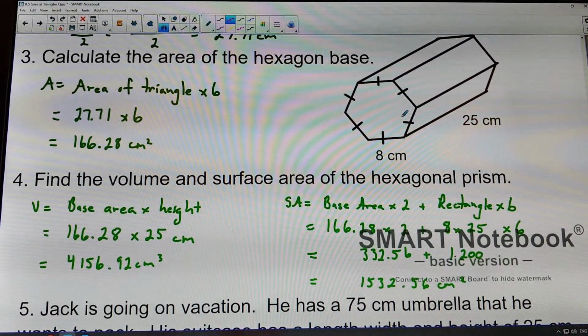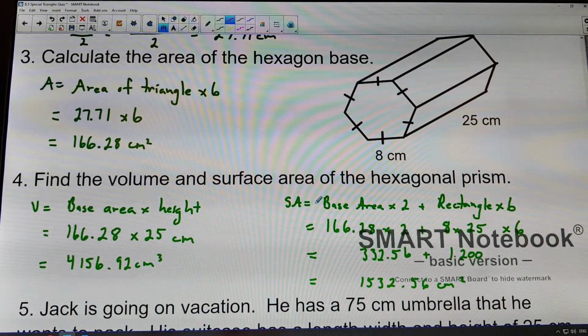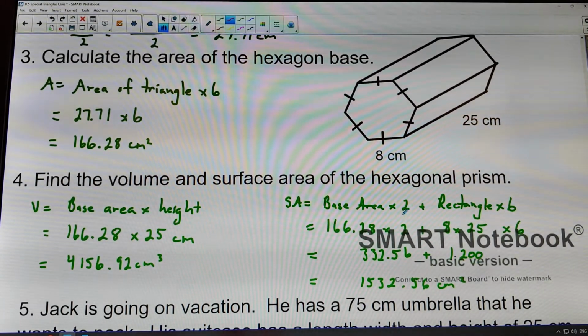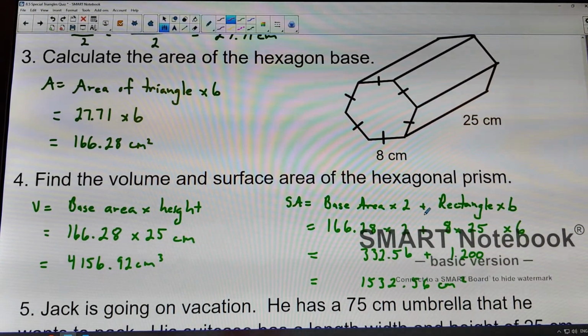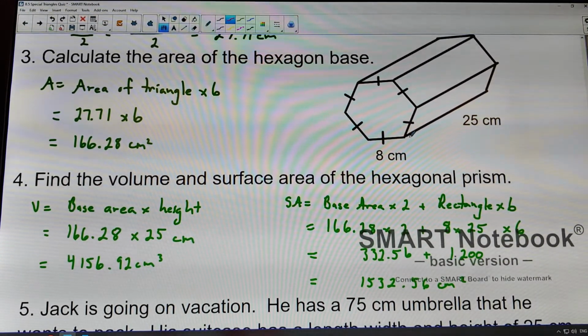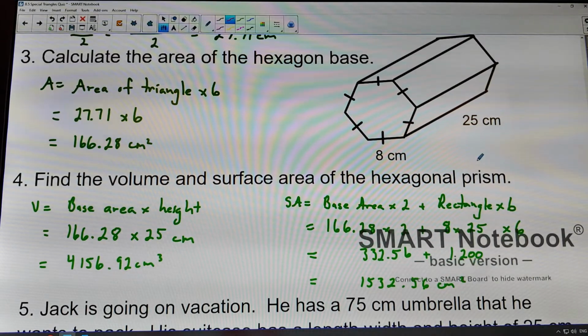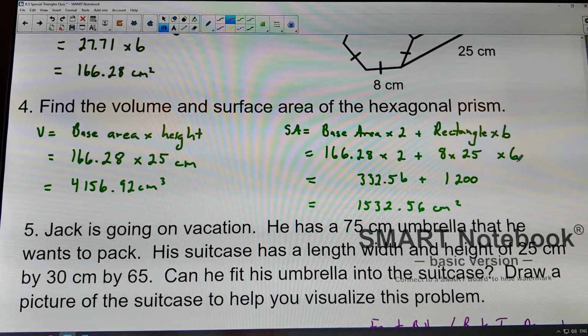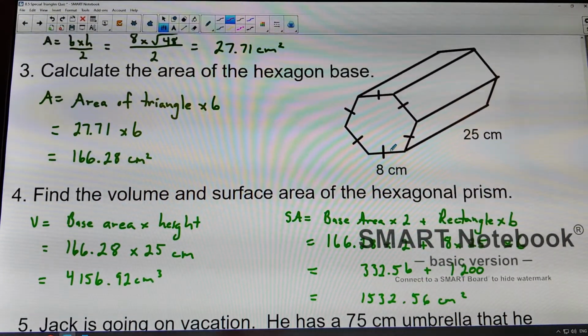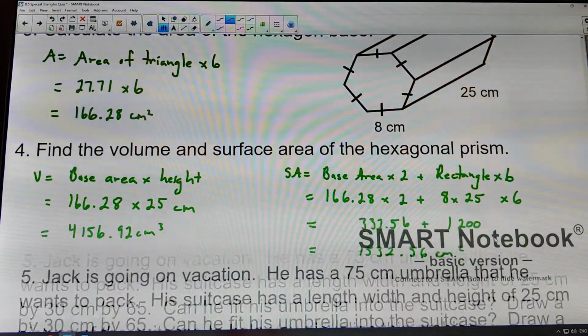For surface area, we're adding up all the areas of the whole thing. So we have 2 hexagonal bases. So that's this. Surface area is equal to base area times 2. That's the 2 hexagons. And then we have the rectangles. The rectangles are 8 wide, 25 long. So that's where this comes in. Okay, so there's our rectangle, and then there's 6 of them going around on the outside, 1 for each side of that hexagon.